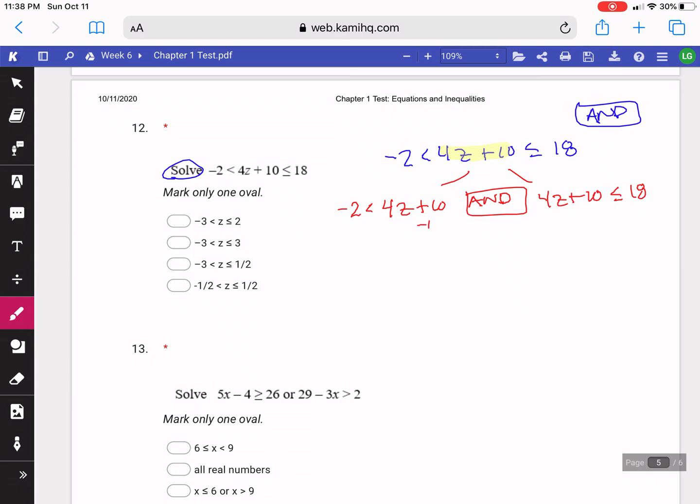Now I'm going to solve for z. I have negative 12 is less than 4z. If I divide by 4, I get negative 3 is less than z. On my next one, I'm going to subtract 10.